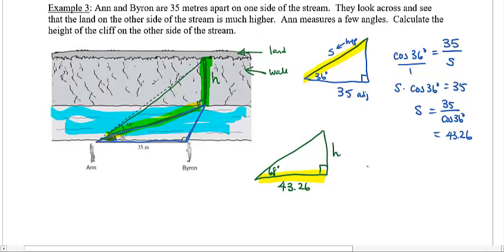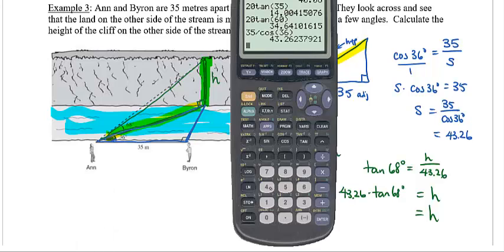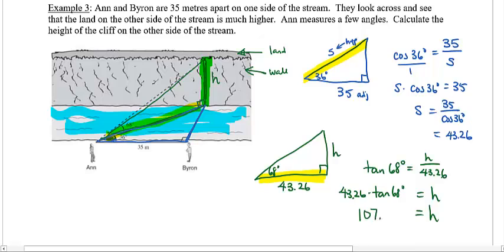So, in this case now, with this diagram, you got it. Tangent is your friend. Once again, tangent. I love tangent, don't I? 43.26 times tangent 68 degrees. Go ahead and calculate that, and then we are done. Well, at least I'm done this question. 107.07. 107.07 meters. That's a pretty high cliff. Don't jump off of that.